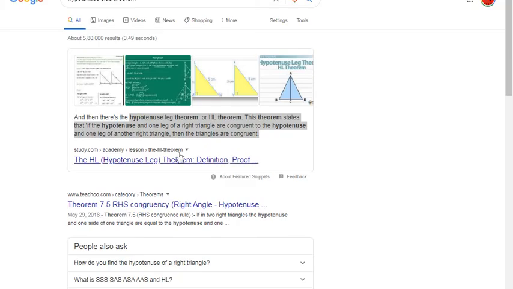This is also called hypotenuse leg theorem, HL theorem. The theorem states that if the hypotenuse and one leg, means one side, of a right angle triangle are congruent to hypotenuse and one leg or one side of another right angle triangle, then the two triangles are congruent. Means hypotenuse and one side, that should be congruent.